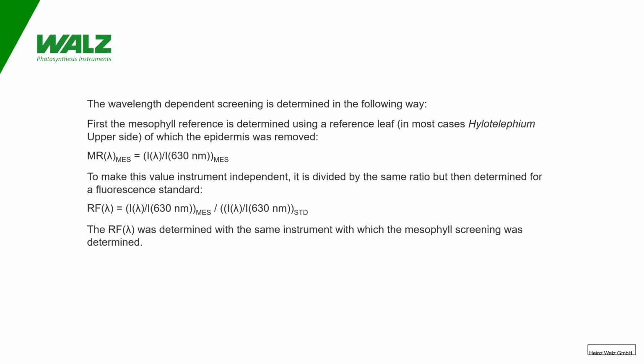Under these conditions, there is no epidermal screening. Under these conditions, it is possible to obtain the efficiency of fluorescence emission at the 4 screening wavelengths compared to the reference wavelength. This is called the mesophyll reference. This reference is instrument dependent, and to make it instrument independent, the same ratios are determined for a fluorescence standard. Dividing the mesophyll reference by the ratios determined for the fluorescence standard gives an instrument independent reference value, RF lambda.